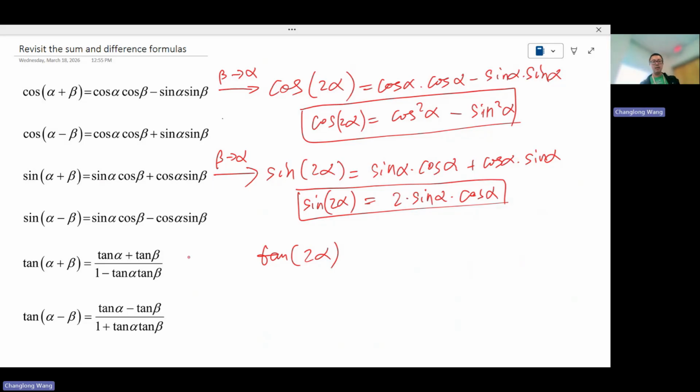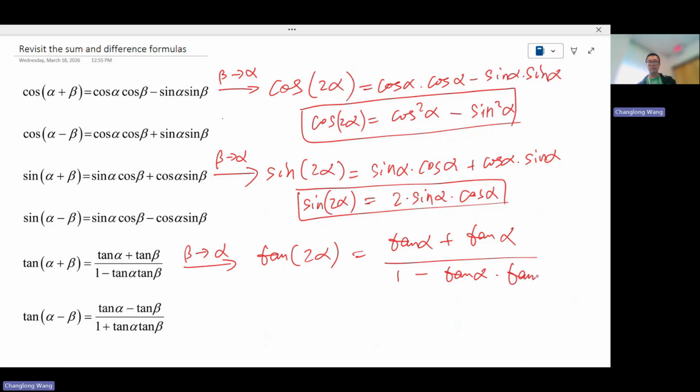So one more: the tangent of a double angle. Again, you're just making the beta become alpha. So you have tangent alpha plus tangent alpha over 1 minus tangent alpha times tangent alpha, and simplify it. On the top, you get twice as much tangent alpha, divided by 1 minus tangent squared alpha. That's the tangent double angle identity.